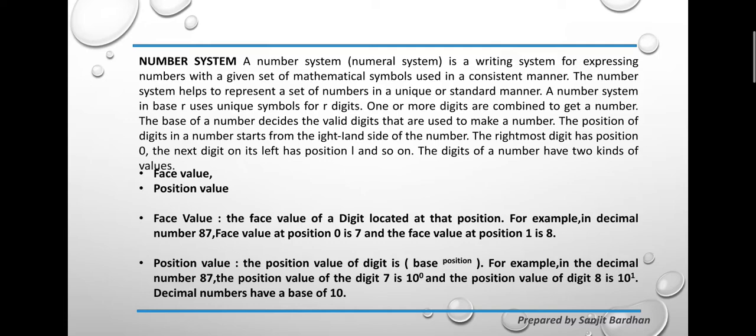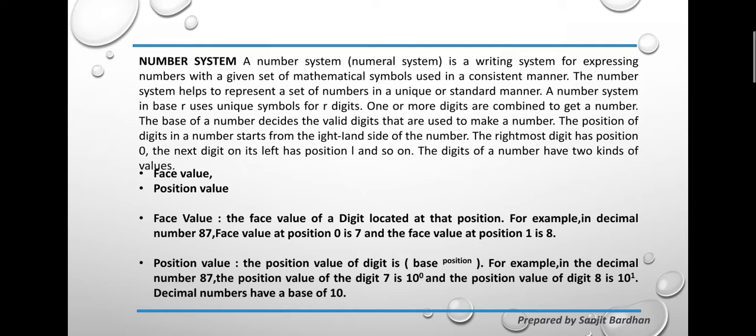Okay, next is the position value. The position value of a digit is based on its position. For example, in the decimal number 87, the position value of 7 is 10 to the power 0, and the position value of 8 is 10 to the power 1. That means here you can see the digit at position 0 is 7, with 10 to the power 0, then the digit at position 1 is 8, with 10 to the power 1. The decimal number has a base of 10.